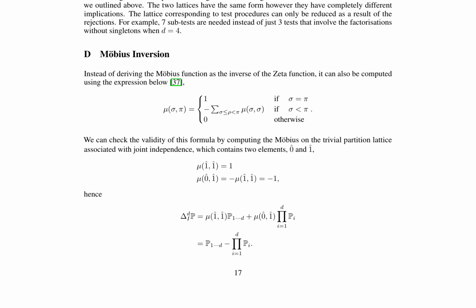The Mobius function, a crucial component in this framework, can be computed using the expression provided. To validate this expression, one can compute it on the trivial partition lattice associated with joint independence, providing a baseline for comparison. This approach enables the efficient computation of the Mobius function, a key step in the factorization process. By leveraging the lattice structure and the Mobius function, researchers can navigate the complex space of possible factorizations, facilitating the identification of underlying patterns and relationships.